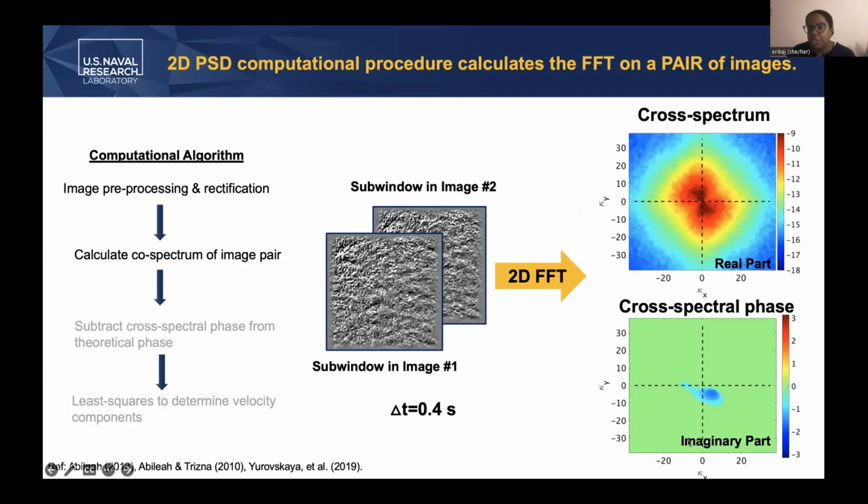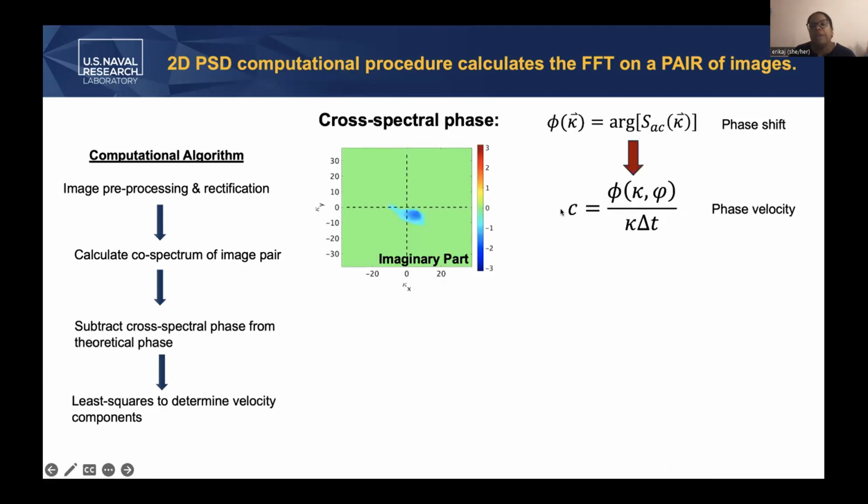However, it's the imaginary part that we are most interested in. The imaginary part is called the cross-spectral phase. It basically quantifies the phase shift of the waves between these two images that are separated by a small delta t. I can take this cross-spectral phase, and if I divide it by the wave number and this delta t, I can cast that phase shift in terms of the phase velocity. You will see why I do this in the next couple of slides. So I'm going to take a quick digression to talk about the dispersion relationship.